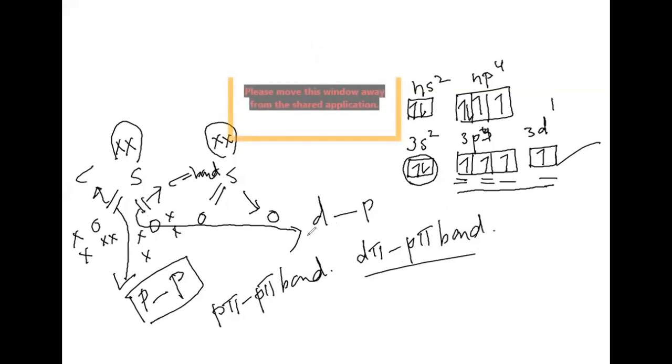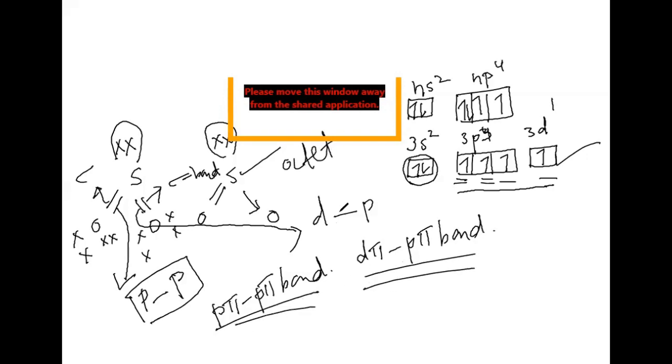Is it clear now? Just to show the octet configuration, we are taking like this. To show the p pi p pi and d pi p pi bond, I am taking like this. Somebody raised a question, how, sir? Please let me know whether you understood or not. Who is that? Understood or not?